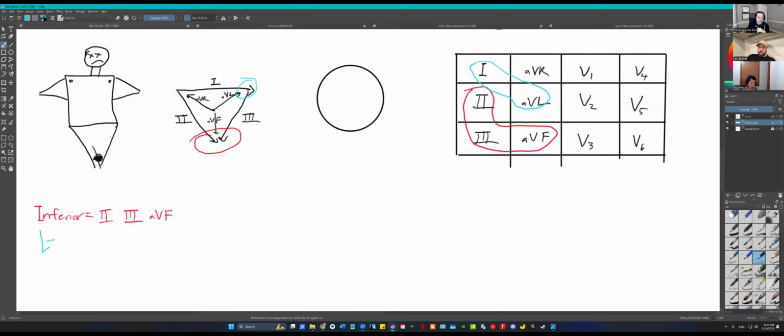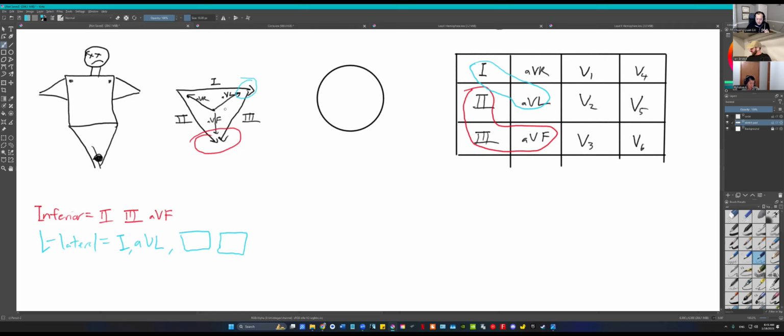Okay, so left lateral equals lead 1 and AVL. Okay, lead 1, AVL, and there's 2 more we'll get to in a little bit. What the L stands for in AVL? AV left, and the AV right, and AV foot. Gotcha. That's what I thought earlier, but I didn't want to say it though. I was like, that's dumb. Okay. All right.